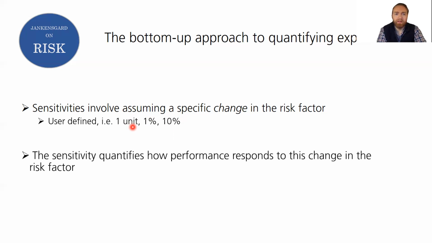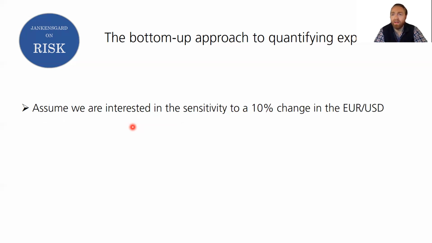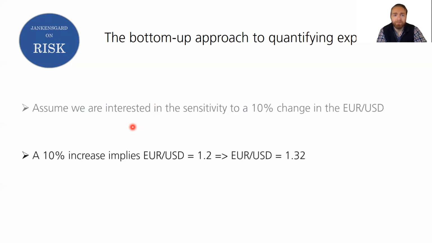So, all right, we have that the sensitivity is about quantifying the change in performance from a change in a risk factor. And we have to define that change. But let's say then that we go for a 10% change and that we're looking at the euro US dollar, which is part of our cash flow equation that we introduced earlier. So a 10% increase, if our forecast is 1.2, the new assumption after the increase would be 1.32. That's simply multiplying it up by 1.1, right?